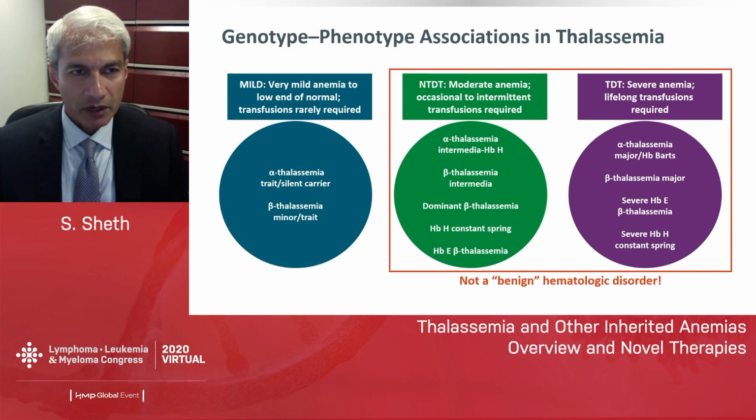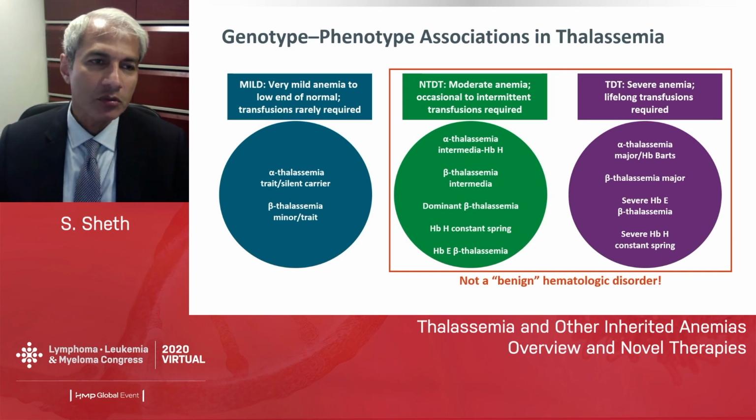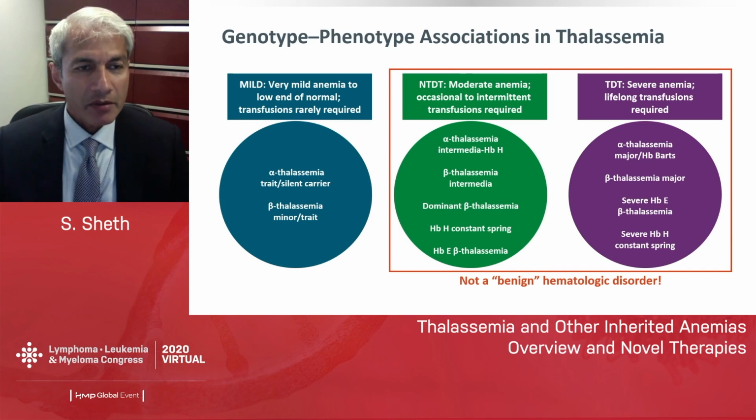Without further ado, the thalassemias are really a group of disorders that have a wide spectrum of severity. So you have individuals who have mild disease, very mild anemia at the low end of normal, and transfusions are very rarely required. These are individuals usually with the trait.